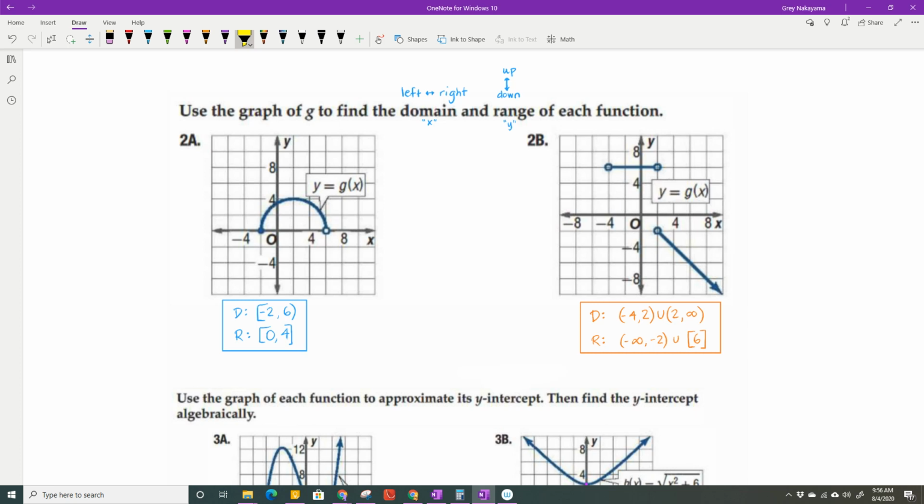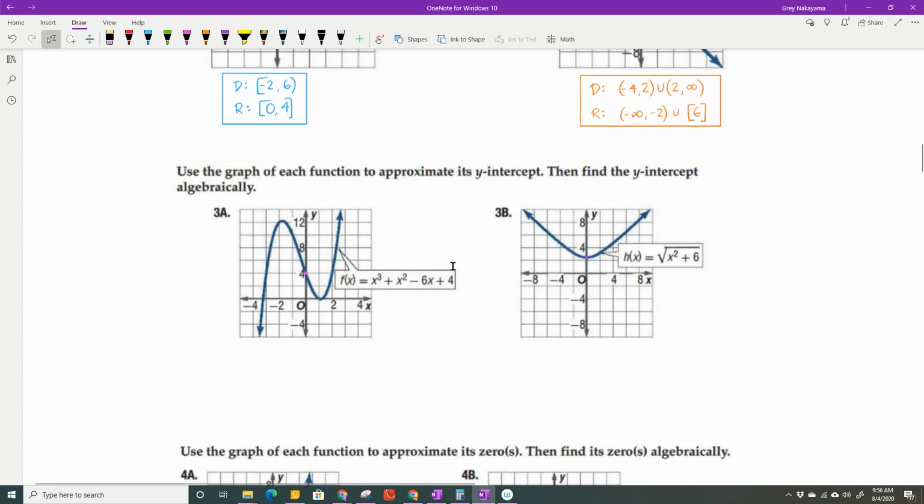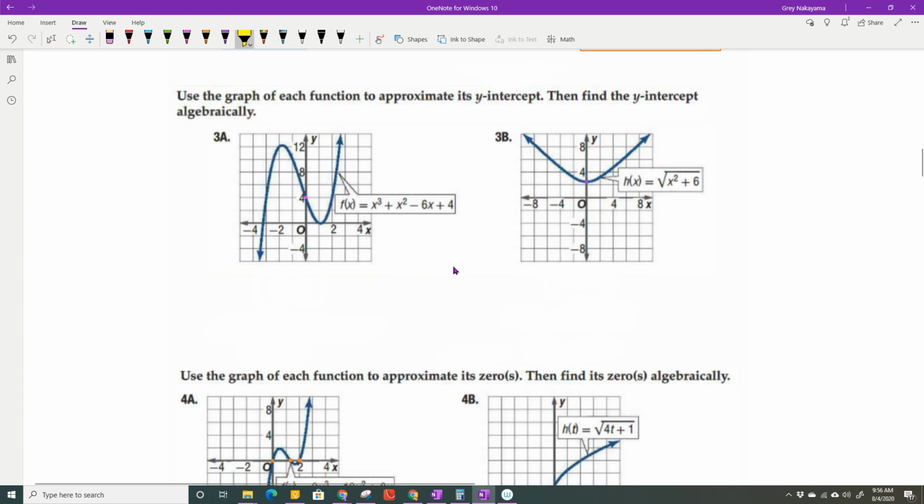Now we have y-intercept. Okay, how do I find a y-intercept? The y-intercept is where it crosses the y-axis. How are we going to find it algebraically? Well, that's when we plug x equal to 0. Okay, so I put a dot on the y-axis because that's where it crosses.